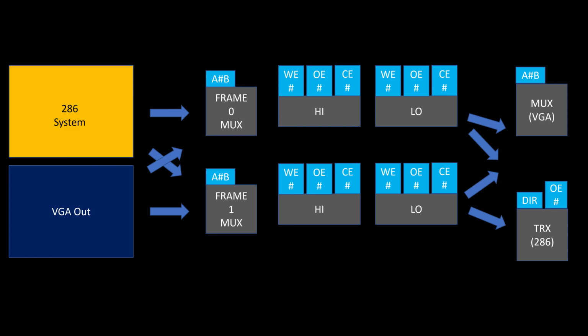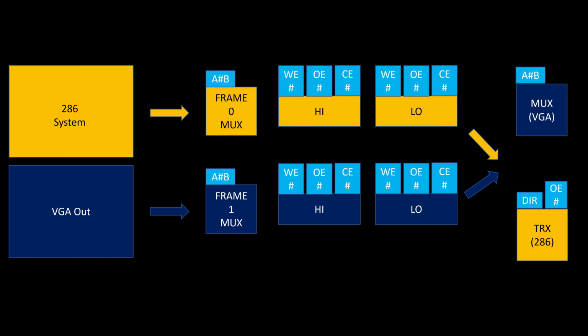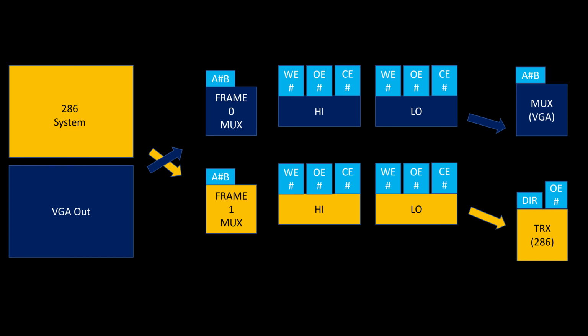Kind of the idea here though is the 286 would say, okay, I'm going to go ahead and use frame 0, and so I would have to set the AB accordingly on that mux. The transceiver I'd have to set to make sure that the appropriate data coming out of that frame 0 is making it back to the 286 and in from the 286, and then the VGA out, it needs to be on the opposite frame, so that it can be outputting while I'm still working with frame 0. And I should be able to then toggle and switch this around, and same type of concept.